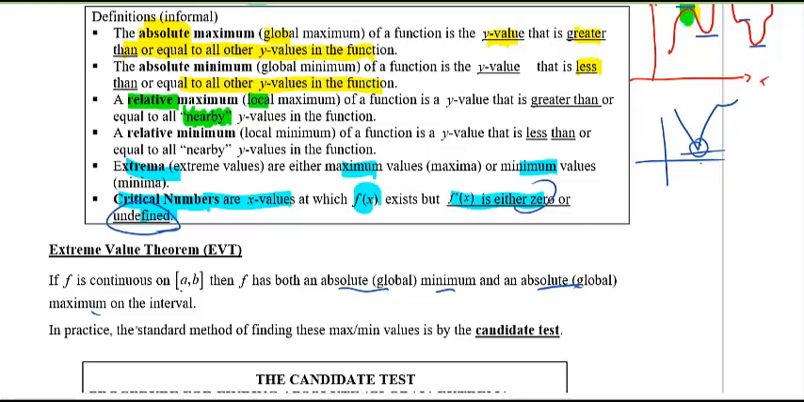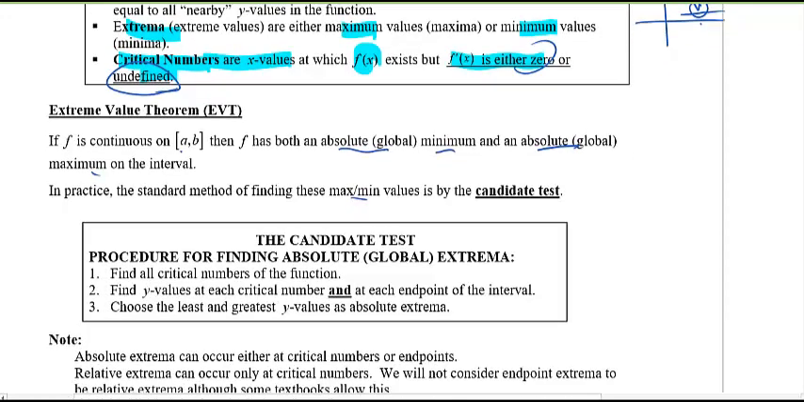Okay? And in practice, the standard method of finding these maximum values is by using what we call the candidate test. And the candidate test says this. If you want to find all the global max, guess what? You got to find all the critical numbers first. What are the critical numbers once again? That's where the derivative equals 0 or the derivative does not exist. Okay? And then once you found those critical numbers, they're the x values, you have to actually find the y values at each of those critical numbers.